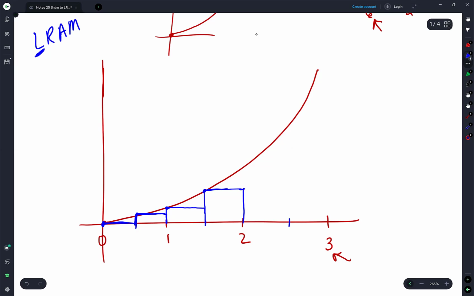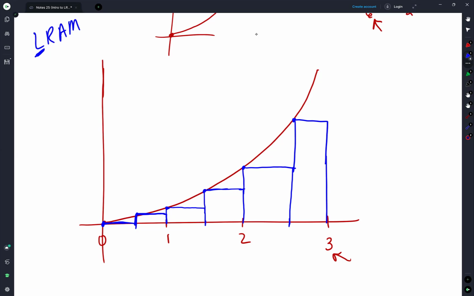Go to 2, right on the curve, put a point. These are all LRAMs. And then finally go to 2.5, point on the curve. Oh no, I'm done. Well, with the rectangle stuff.